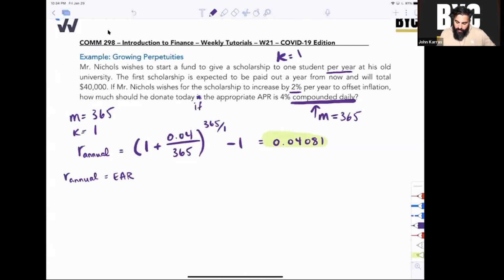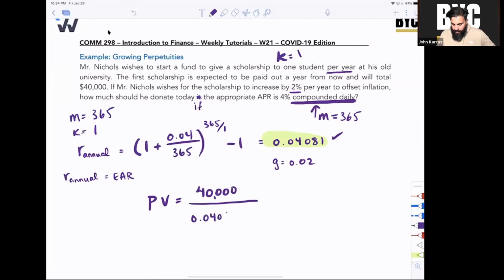So what do we have? We have our rate. We have our growth rate. We need it to grow by 2% per year. So the formula for the present value of a growing perpetuity is very basic. It's the first cash flow divided by R minus G. That's it. Cash flow over R minus G.